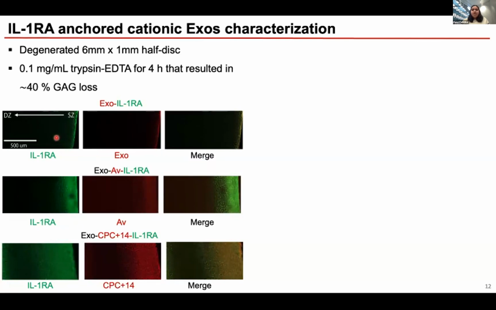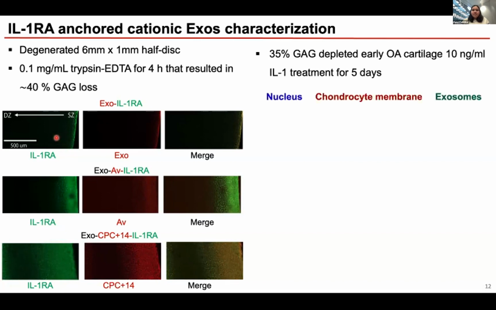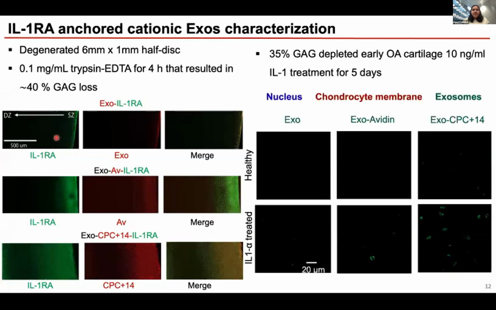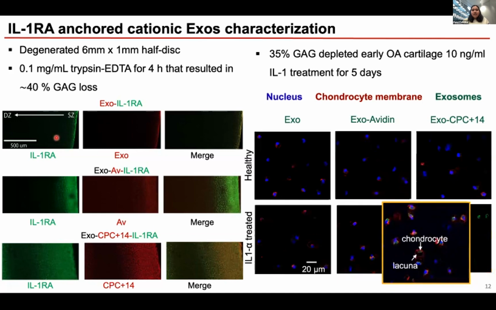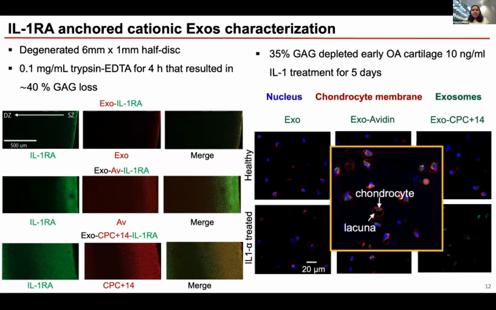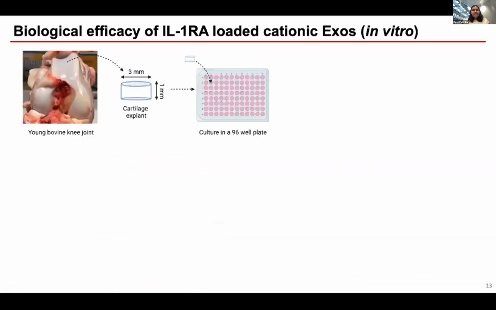Lastly, ExoCPC+14 was able to penetrate through the full thickness of the cartilage tissue after 24 hours of absorption. We also evaluated the uptake in chondrocytes residing within full thickness of healthy and IL-1 treated cartilage explants with about a 35% GAG loss. We stained the nucleus blue and the chondrocyte membrane with red fluorescence. The overlapped images confirm that cationic exosomes were mostly taken up by chondrocytes present in the IL-1 treated cartilage. Finally, we tested the systems in an in vitro model.